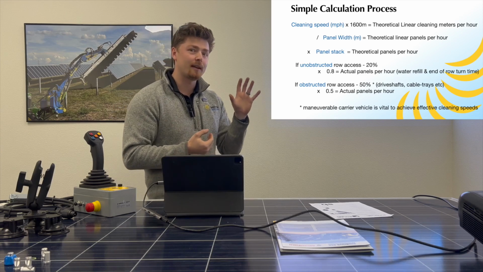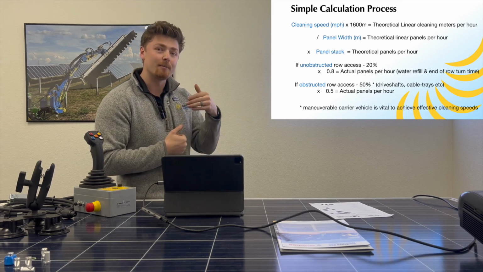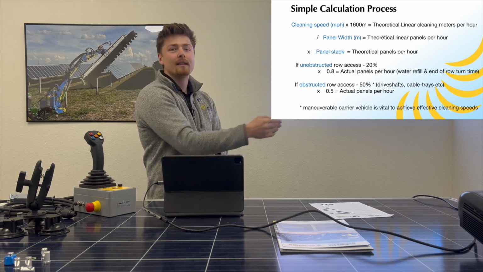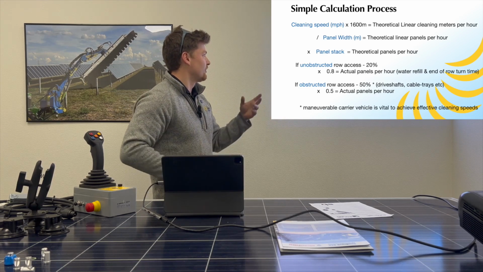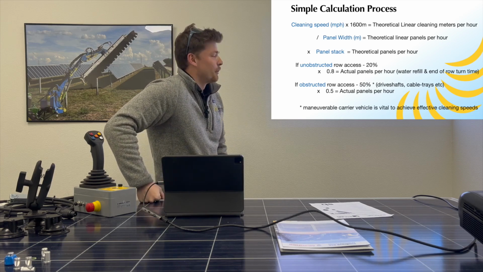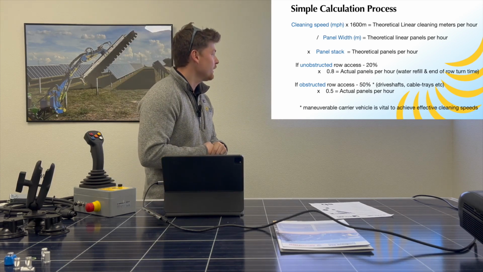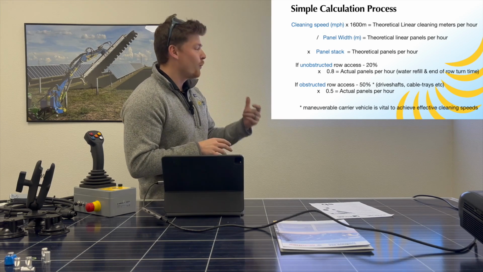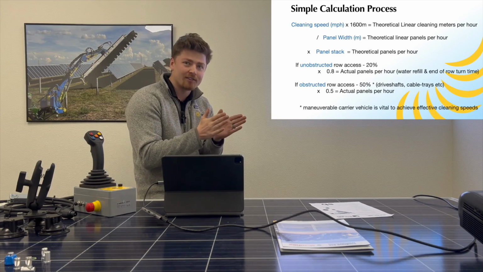Now, we're not taking into account turnaround time and water refill time at this point. We'll do that later on. So this is imagining you're going straight for an hour, how many meters you will go depending on the cleaning speed. So let's say we're at 0.8, or 0.8 times 1,600 to give you that number. Then we will divide that theoretical distance by the width of the panel. So that means we will work out how many panels we would pass in that time.